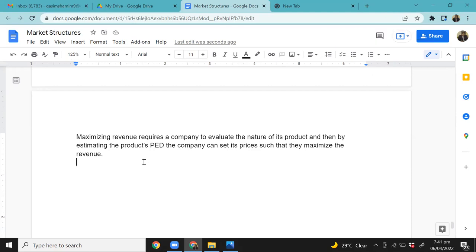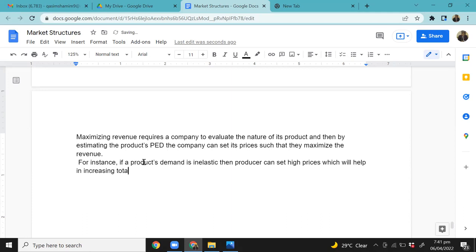For instance, what did we talk about in AS? If a product's demand is inelastic, what will you do to the prices? Then the producer can set high prices, which will help in increasing total revenue. Yes or no? So when there's an inelastic good and producers increase the price, that increases the total revenue of the good.